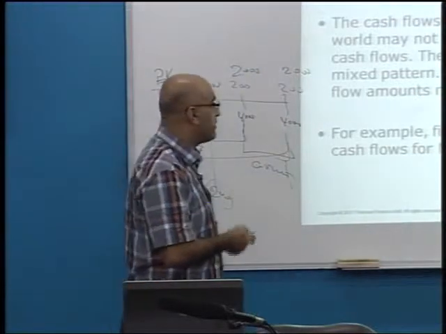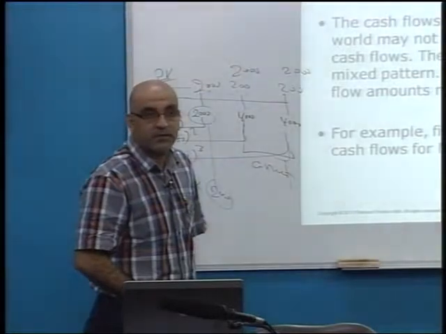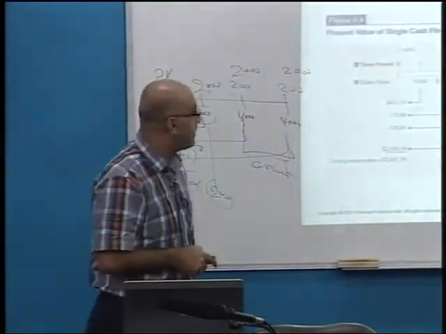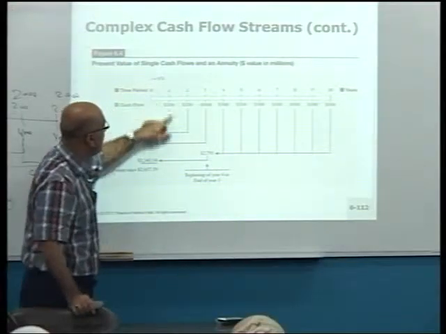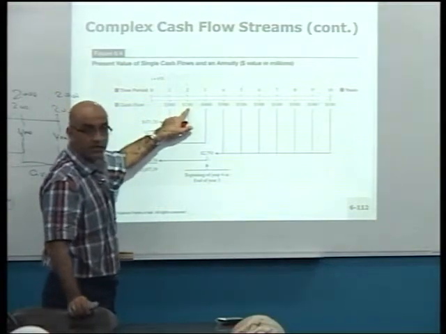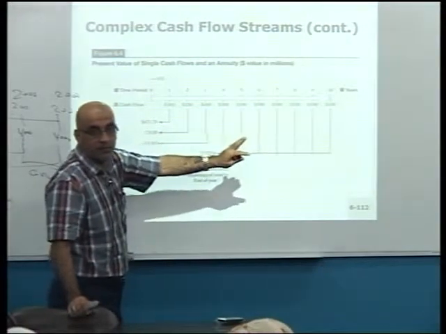For example, different cash flow amounts mixed in with annuities. For example, Figure 6.4 summarizes the cash flow for Marriott. You know what Marriott is? Hotel. Okay? Look at this. In this example, we have $500, then $200, then minus $400, and the rest is an annuity.